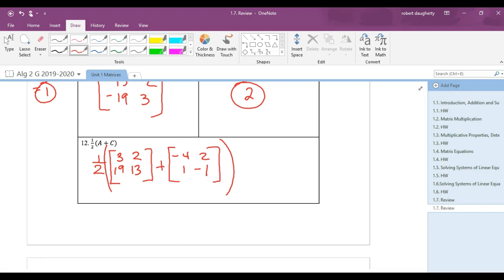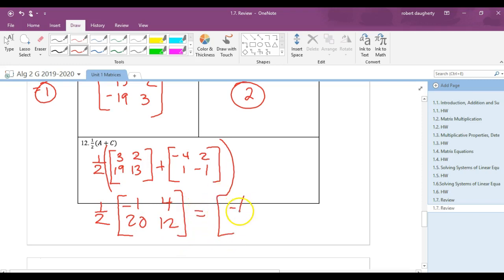So add these together. So you're going to get 1/2. 3 plus negative 4 is negative 1. 2 plus 2 is 4. 19 plus 1 is 20. 13 minus 1 is 12. So your answer is negative 1/2, 2, 10, 6. And that should be it. Okay.